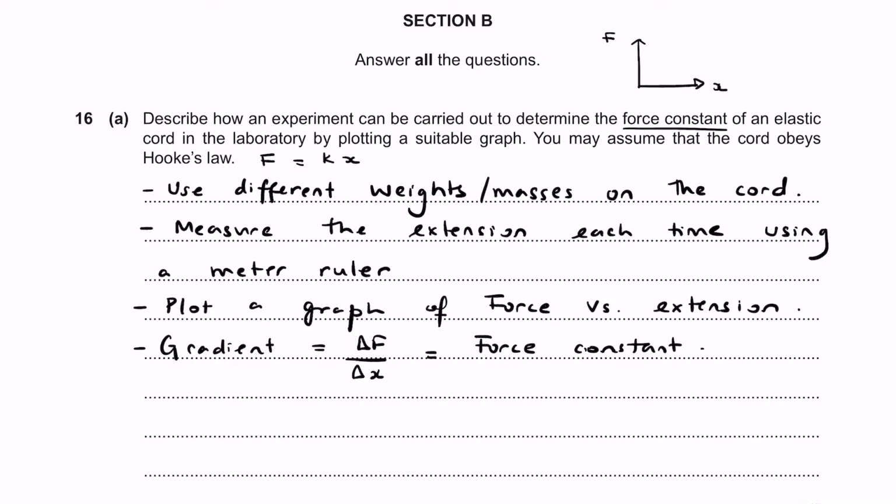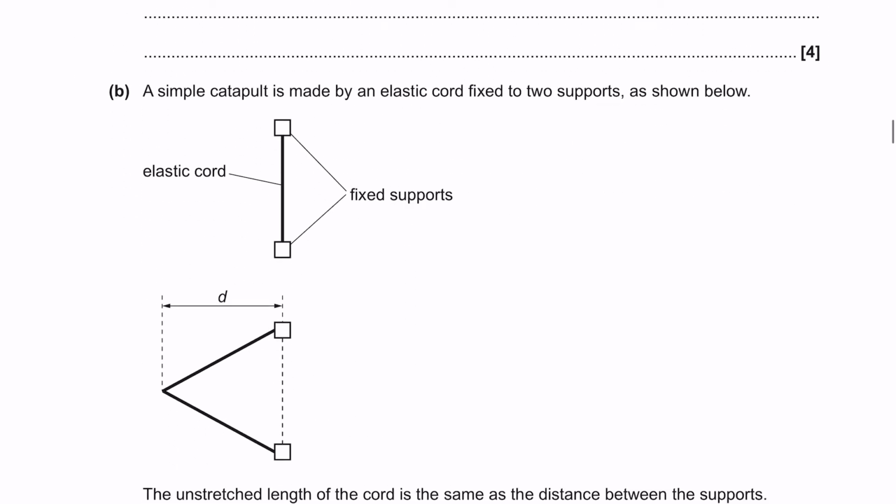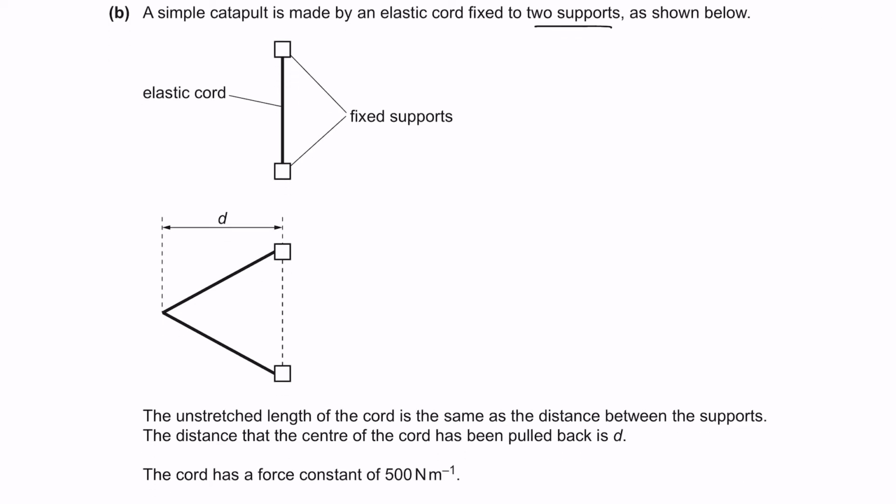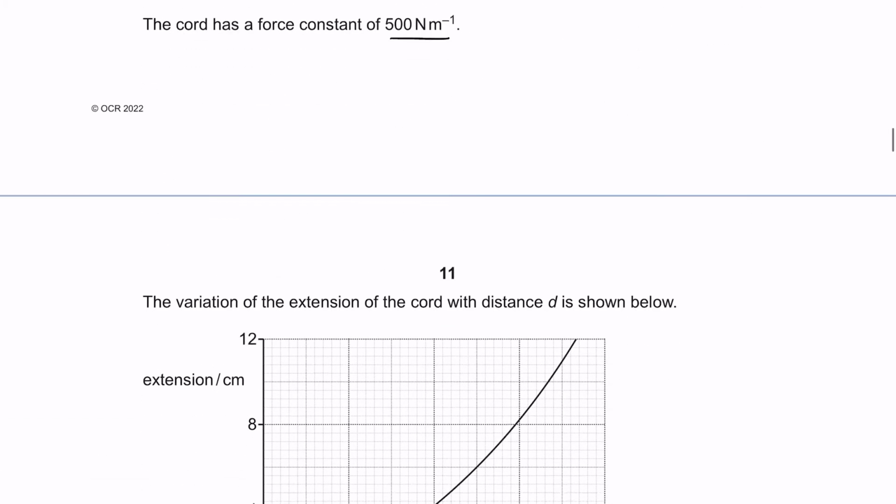Let's move on to part B. It says a simple catapult is made by an elastic cord fixed to two supports, like so, and the unstretched length of the cord is the same as the distance between the supports. The distance that the center of the cord has been pulled back by is d, and the cord has a force constant of 500 newtons per meter. Let's check out the question.